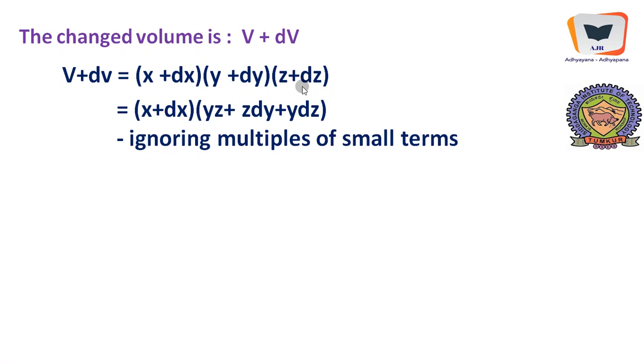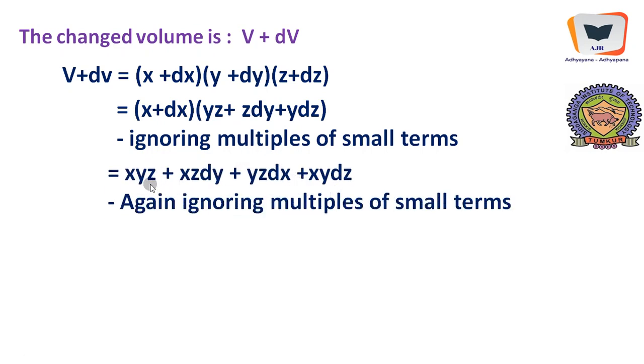Whenever two small things are multiplied, they become still smaller, like 0.2 into 0.2 is 0.04. So once again we multiply this: x into xyz plus x into zy, xy dz, like this. Here also we just ignore the terms like z into dx dy, y into dz dx, because of their small nature. What we will remain with is xyz, xz into dy, yz into dx and xy into dz, after ignoring the multiples of small terms, because dx is a very small term.